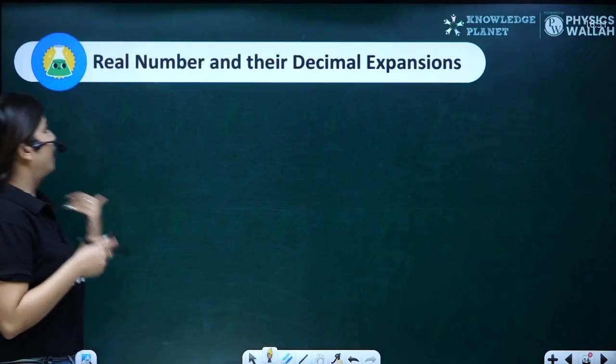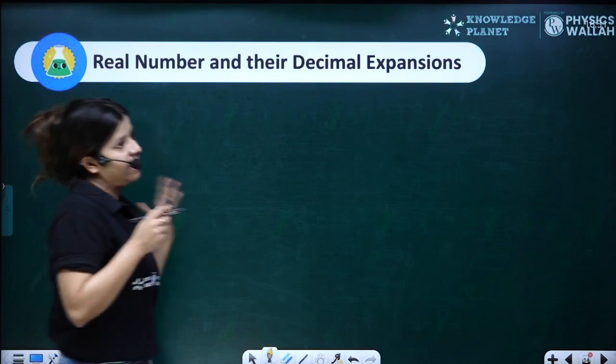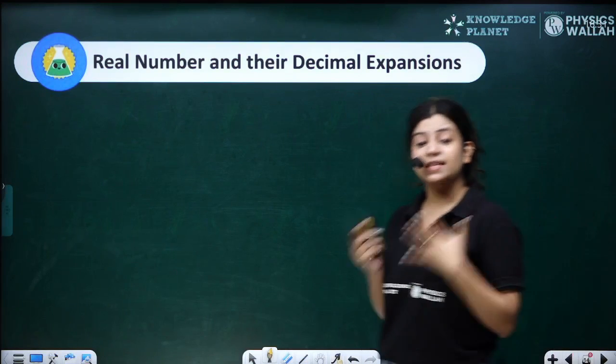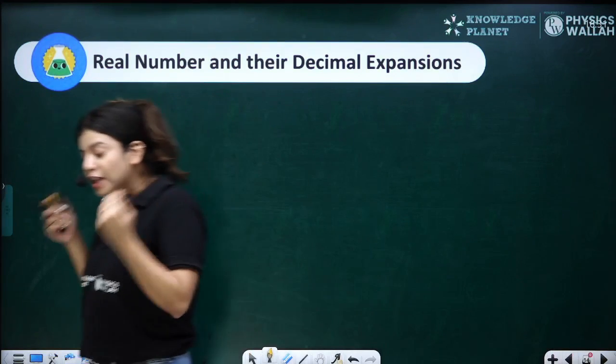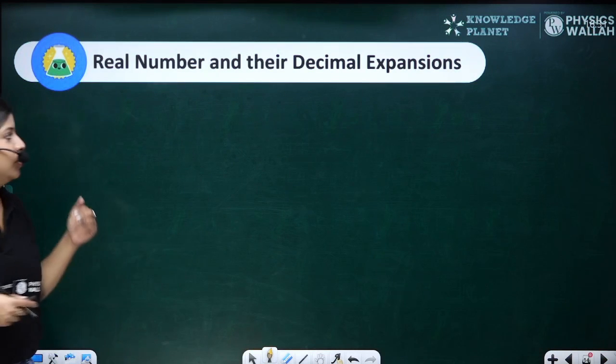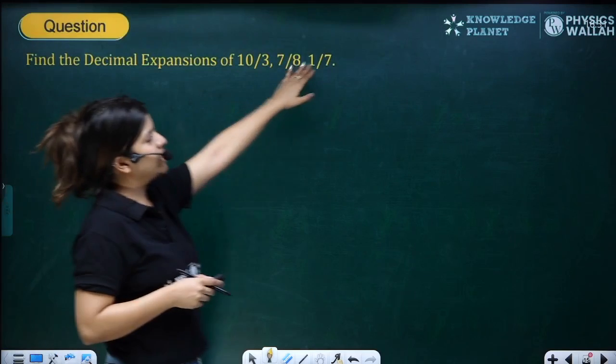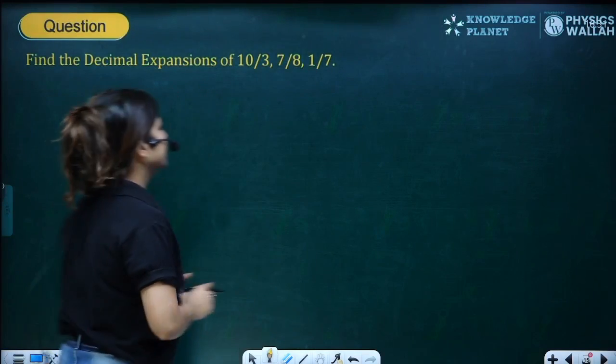All right. So, real numbers and their decimal expansion. Let us talk about it because we are already discussing decimal expansion so much. Let's see what decimal expansion means. These are three numbers: 10 by 3, 7 by 8, and 1 by 7. Let us try solving them.